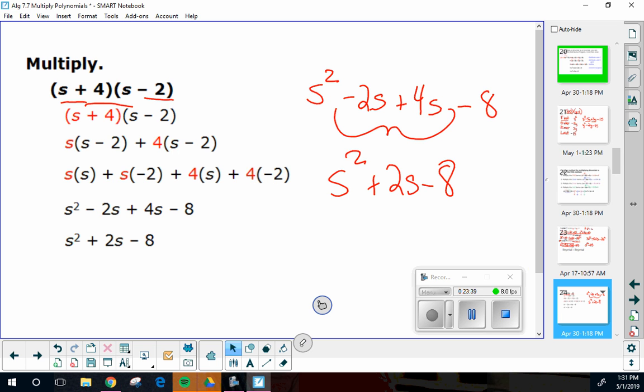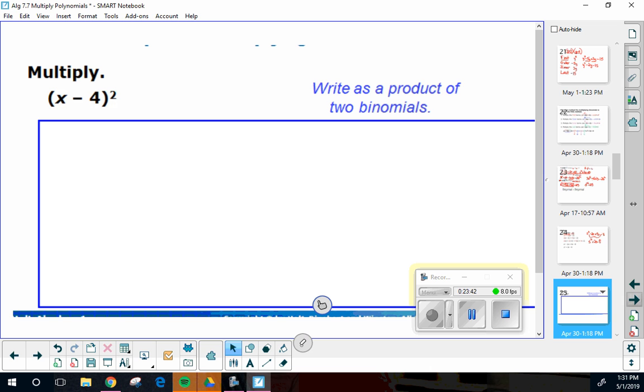All right, let's try another one. Let's try this one, x minus 4 squared. How would you write this so you could do FOIL? x minus 4 times x minus 4. There, that will help you. Although tomorrow we're going to learn how to do those without having to write them. First, outer, inner, last.